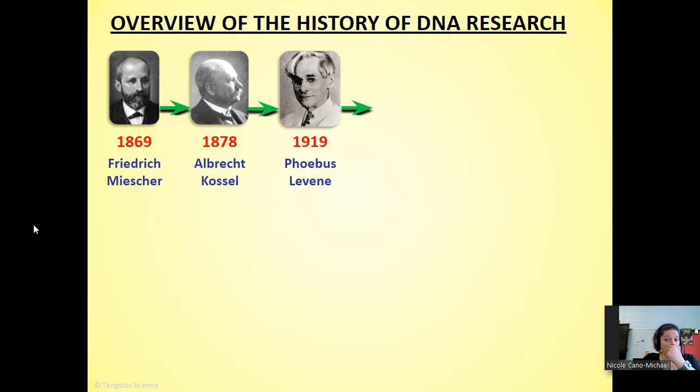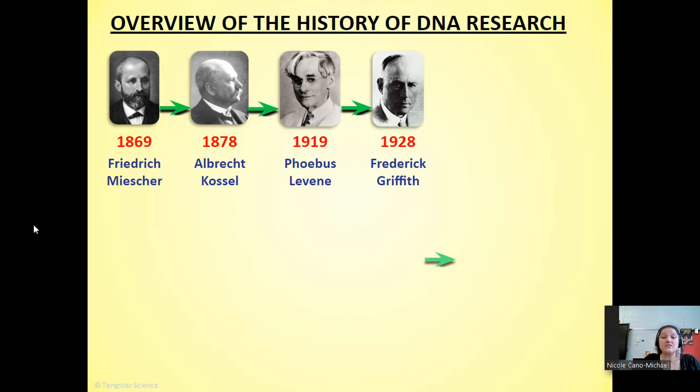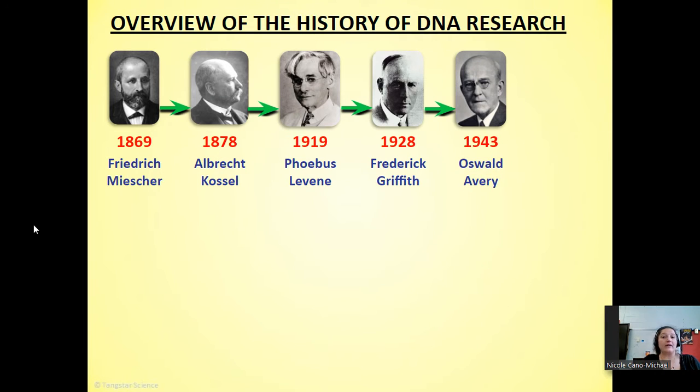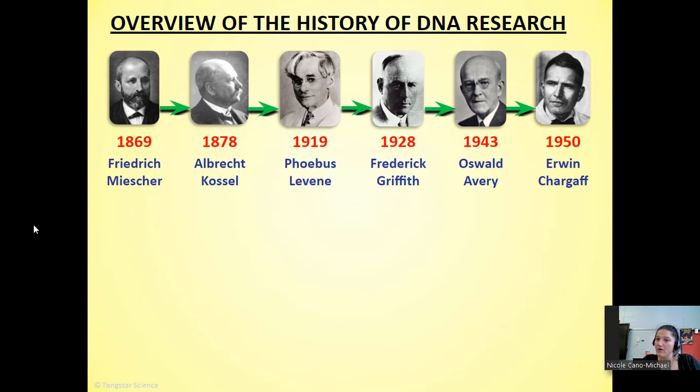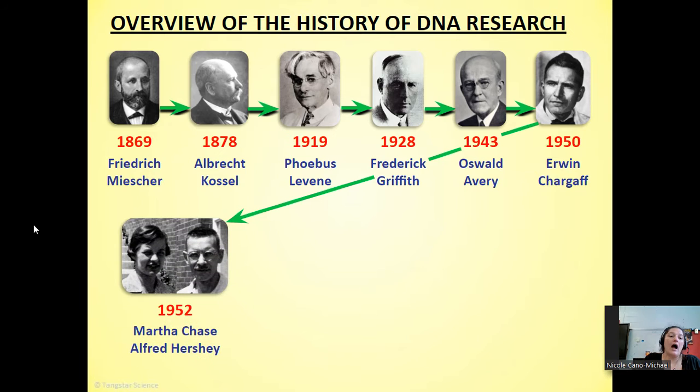Starting to look at actual genetic material, we have Frederick Griffith. We've talked a lot about him this week so far. Oswald Avery, we've also talked about him. Have not talked about Erwin Chargaff, but we will talk about him a little bit more next week. Martha Chase and Alfred Hershey, this is the Hershey-Chase experiment. Yes, we've talked about them this week. So Griffith, Avery, Chase, and Hershey, those are the big three, right?